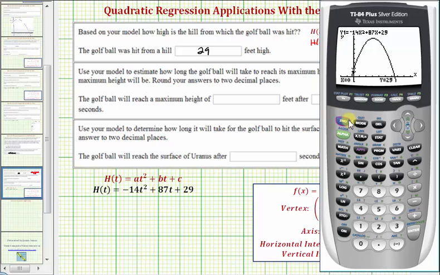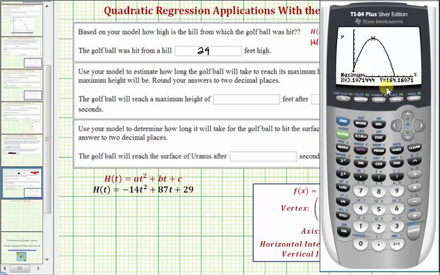So we'll press second trace, option 4 for maximum, and it's asking us for the left bound. We want to move the cursor close to the vertex but remain on the left side. So maybe somewhere in here, we'll press enter. For the right bound, we move to the right side. Maybe somewhere in here, press enter. When it says guess, we can just press enter again.